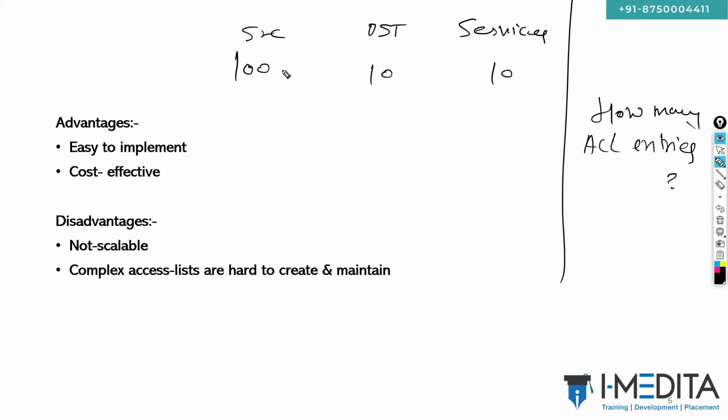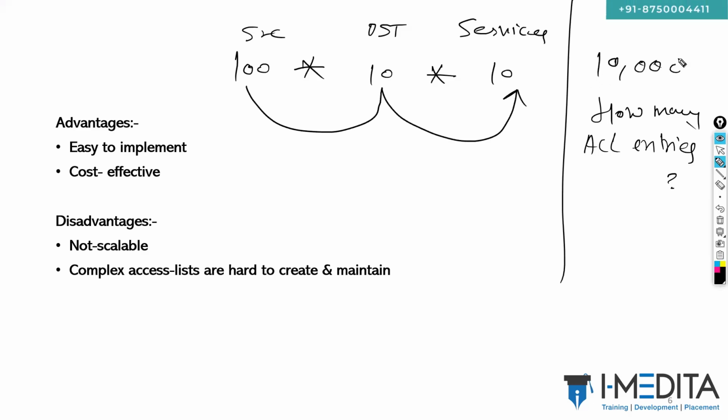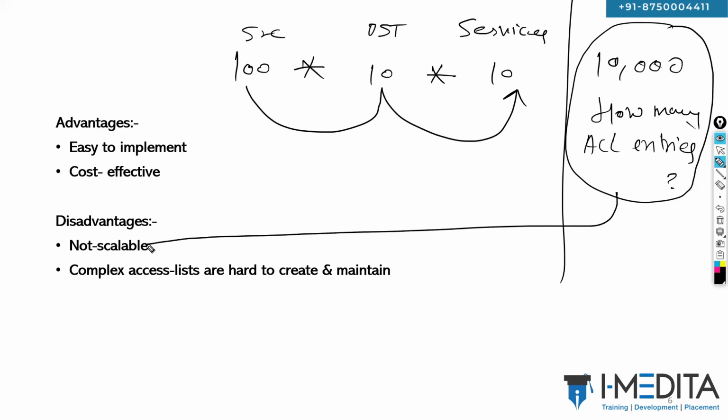Then the formula is: multiply source with destination, multiply with service. 100 multiply 10, 1000 multiply 10. So you need to create 10,000 ACL entries. The job of creating 10,000 entries is not scalable. That's why we can say creating ACL is not an easy job. It is not scalable. Second disadvantage is that complex access lists are hard to create and maintain.